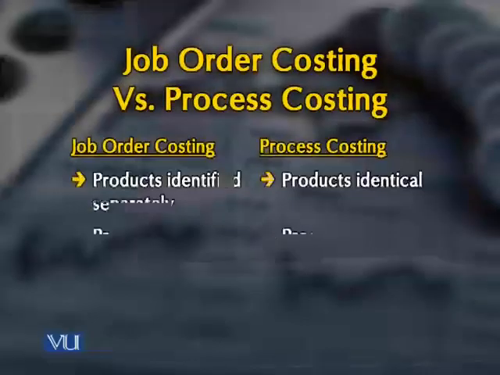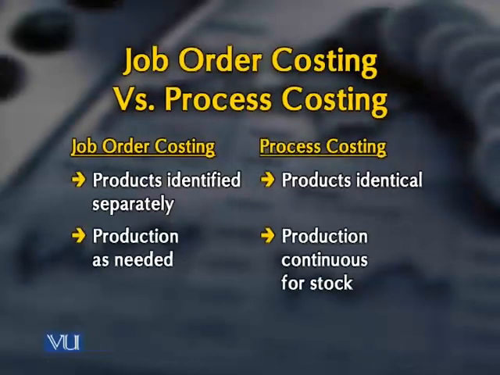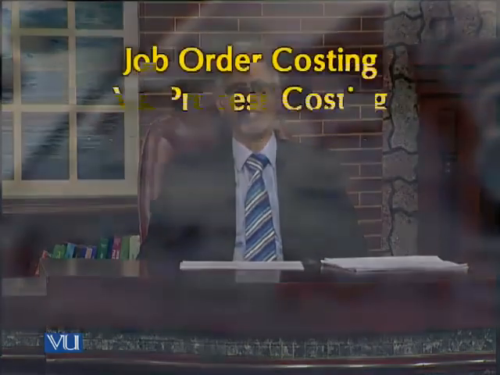Now let's have a brief review of the difference between these two cost systems: job order costing versus process costing. In job order costing, products are identified separately. It's very clear. If you want to build a house, the house is specific for you. You get the drawings and the design and you do it accordingly. But so far as process costing is concerned, products are identical. They are the same. If you look at a Panadol tablet, it is all the same. Even the weight, even the color, even everything is the same.